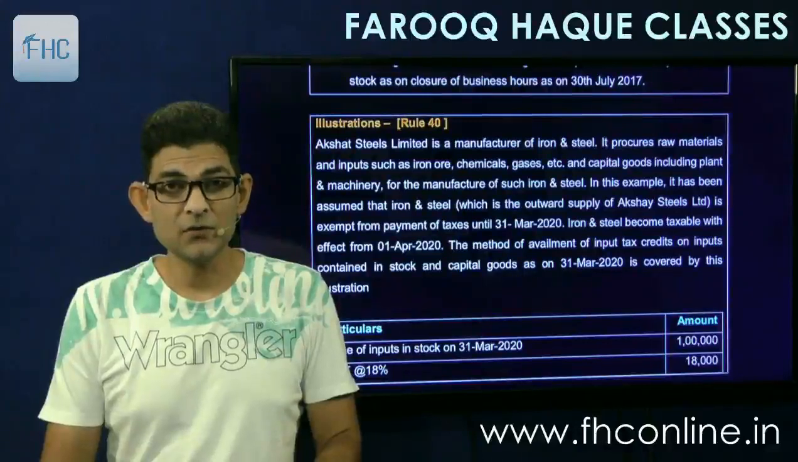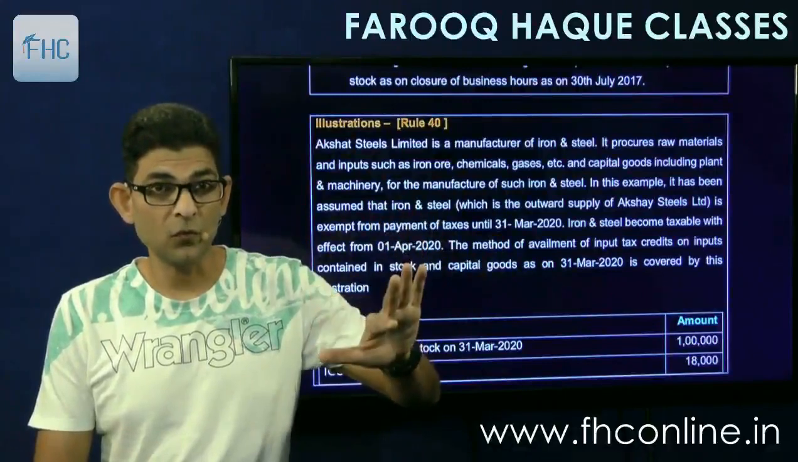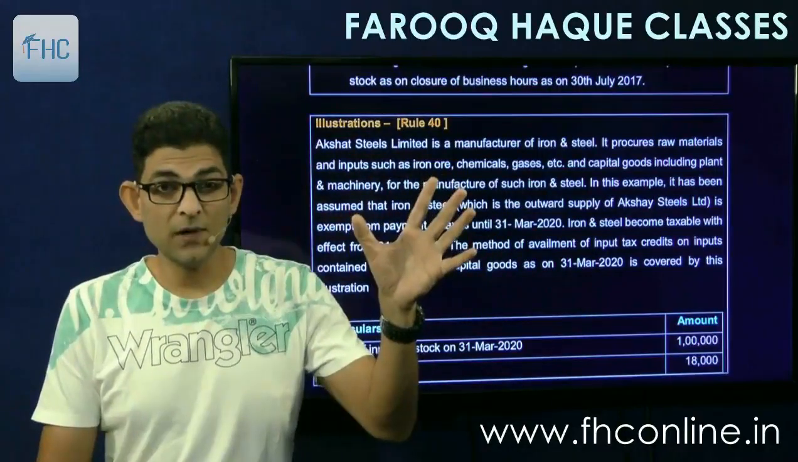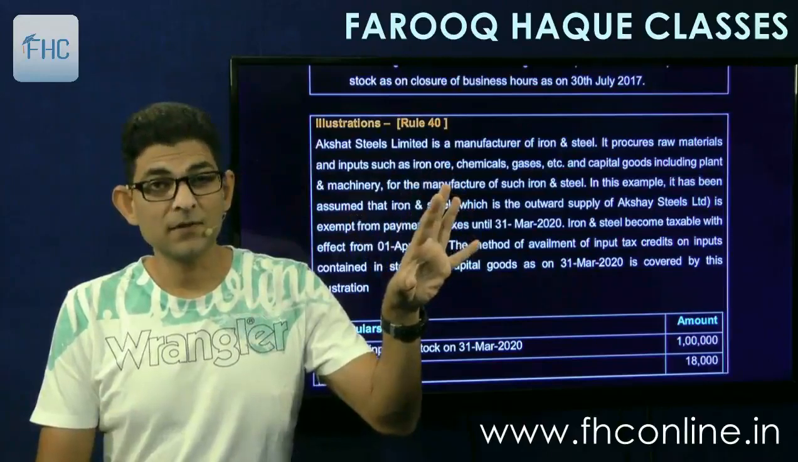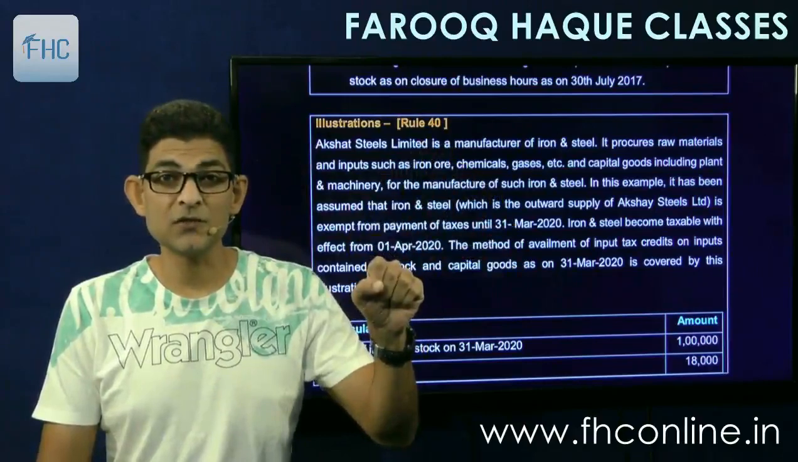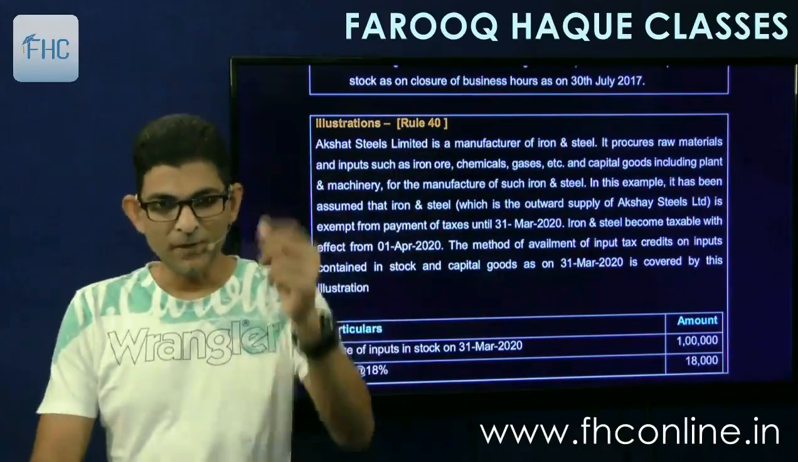Now we'll see illustrations on all these rules that we have seen: 40, then 42, 43, 44. So let's start with 40. Questions will come like this in the exam. In May 18 also a question came directly from these illustrations, almost 99% the same with minor changes.